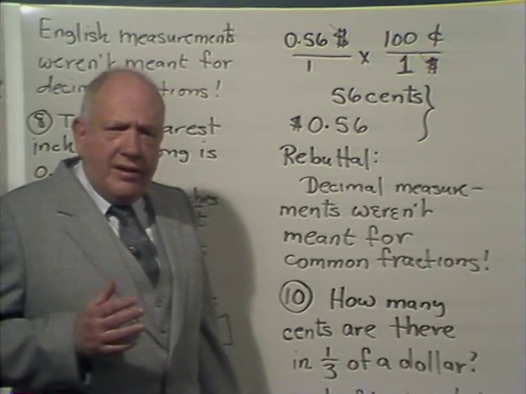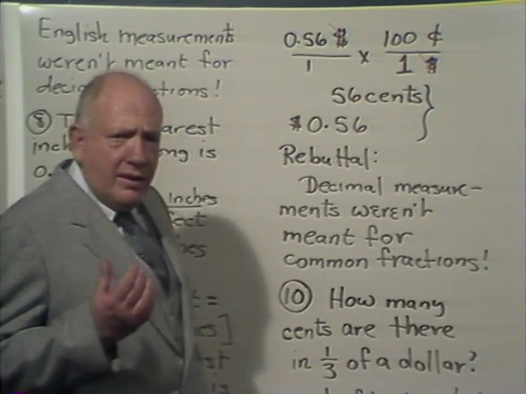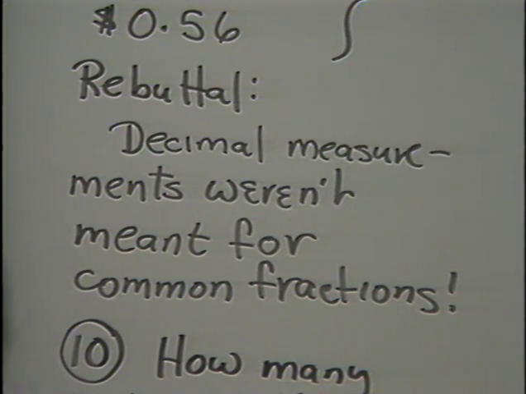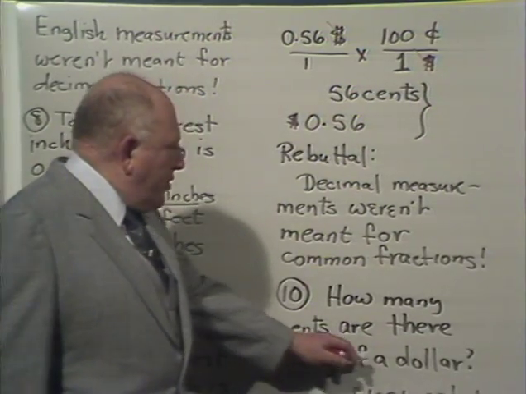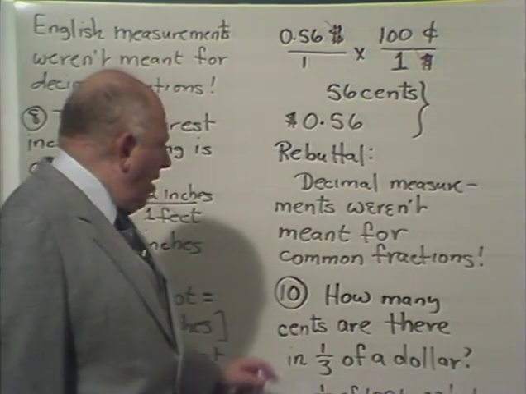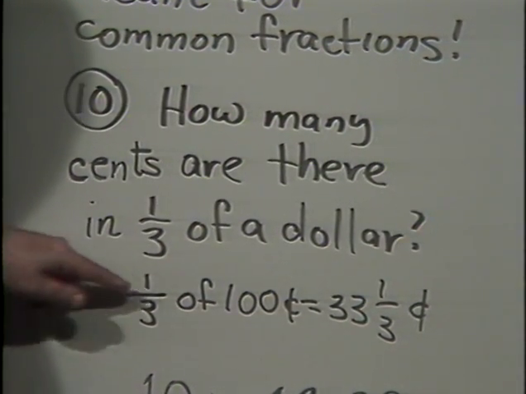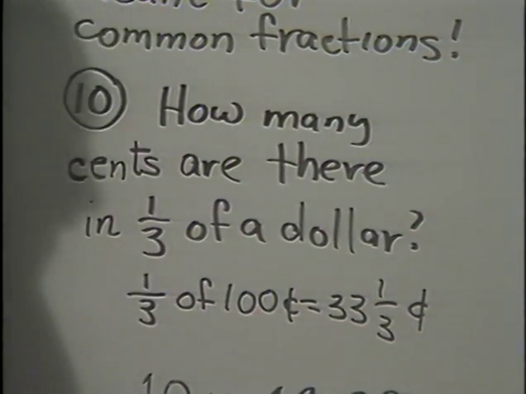But there's a flip side to this story. See, there's a rebuttal. Turnabout is fair play. Decimal measurements sometimes weren't meant for common fractions. In other words, when you take a decimal measurement like a dollar, suppose I say to you, how many cents are there in 1/3 of a dollar? See, 1/3 of 100 is 33 and 1/3.